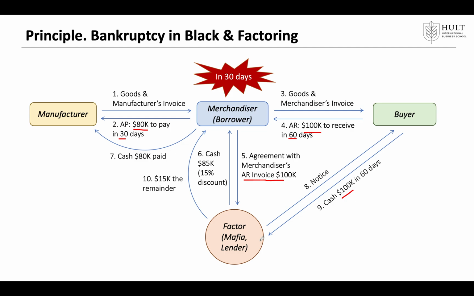Right, the factors definitely take fees and some interest for the 30 days, because the merchandiser borrowed the money for 30 days, from 30 days to 60 days, and some insurance fees in case the buyers couldn't pay this $100,000. So after this subtraction, some amount of money is then paid back to the merchandiser.